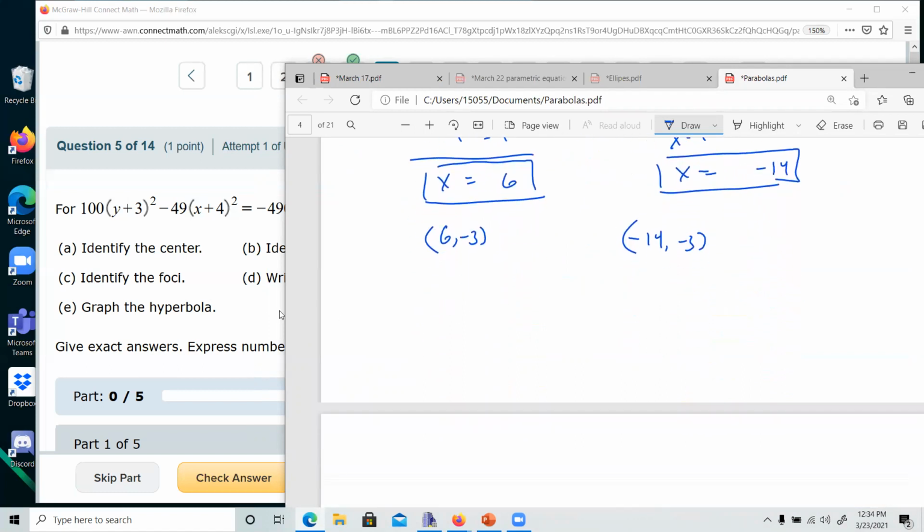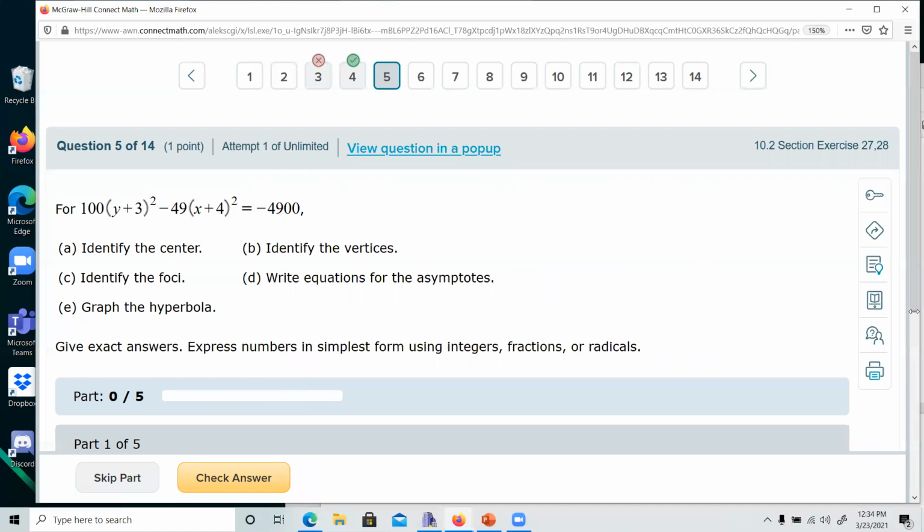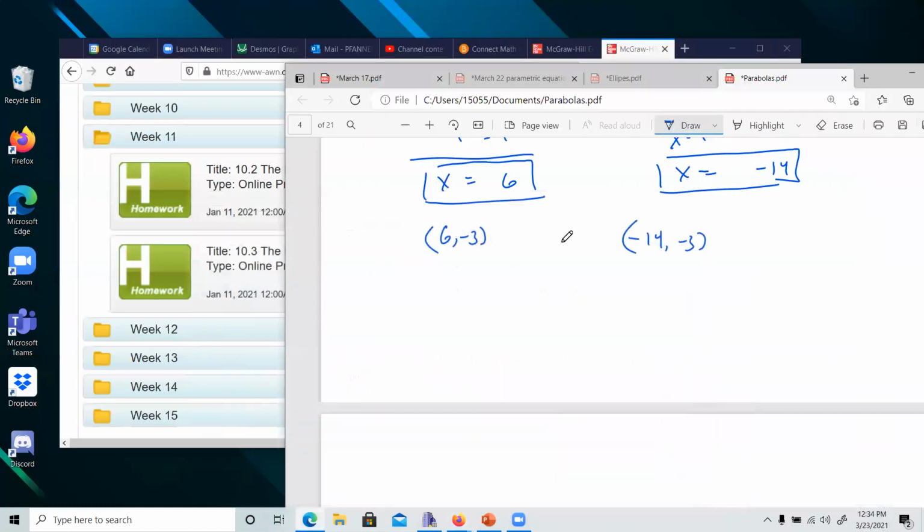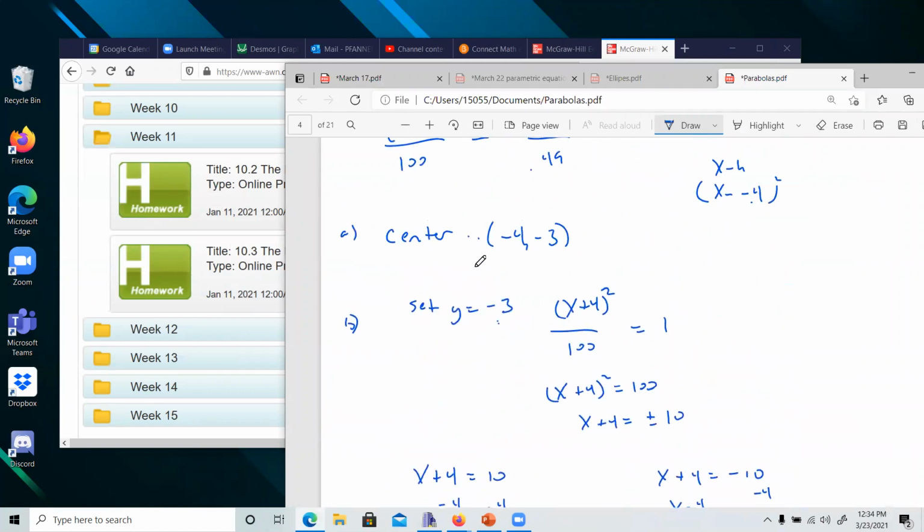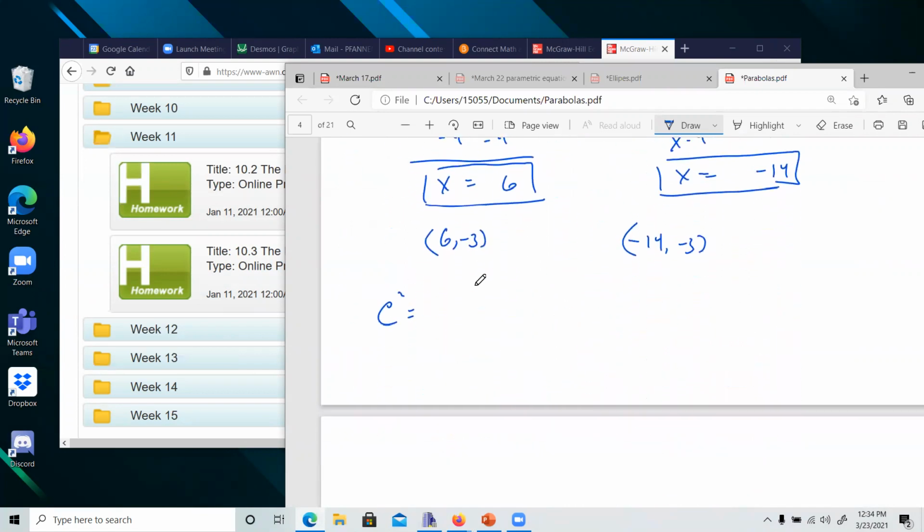All right. So identify the vertices. We've done that. Foci. This one's not going to be as bad. For the foci, c squared is still equal to a squared plus b squared. That's 100 plus 49.